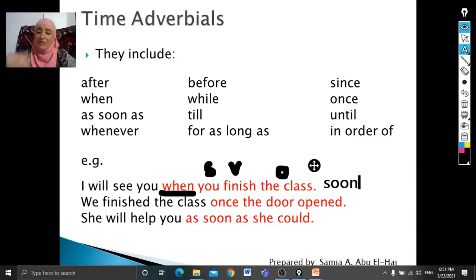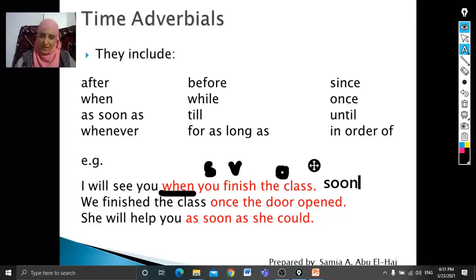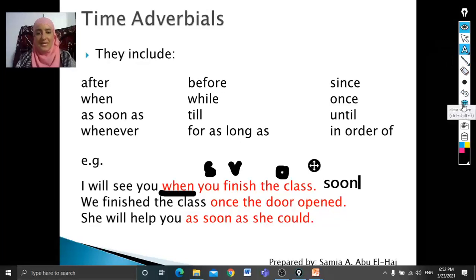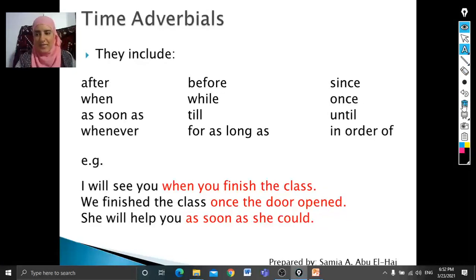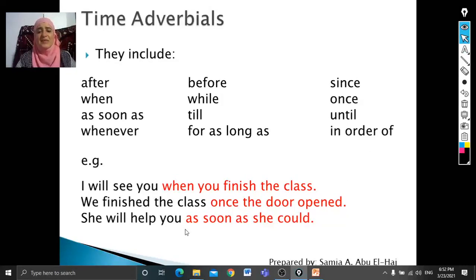And because we have now two subjects and two verbs, I is a subject and you is a subject, will see is a verb, and finish is a verb. Because we have two subjects and two verbs, we need a connecting word. So here the connecting word is when. When is an adverb of time, all right, because it's in this group, and it works as an adverb. The whole sentence works as an adverb. All right, the same thing is true for once, the same thing is for as soon as.